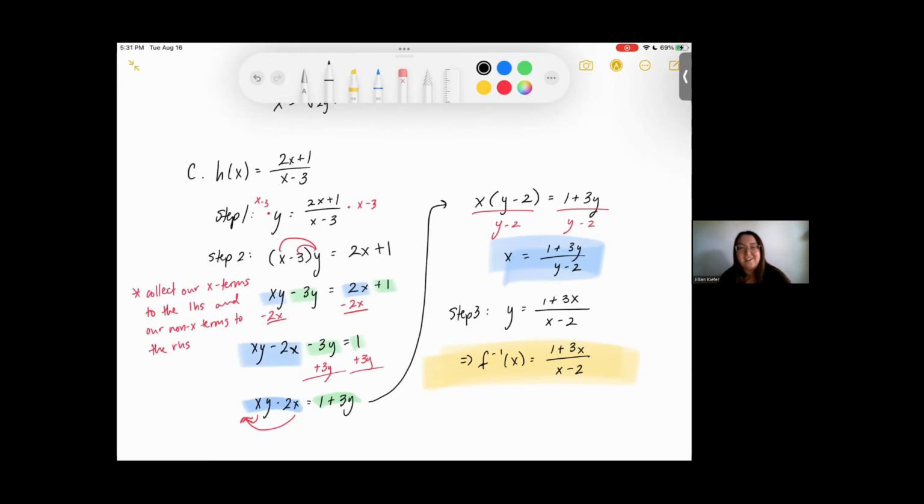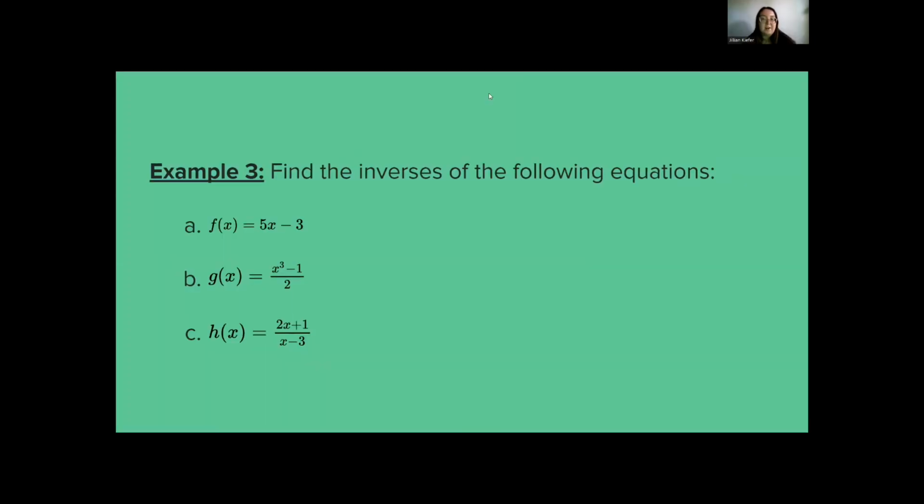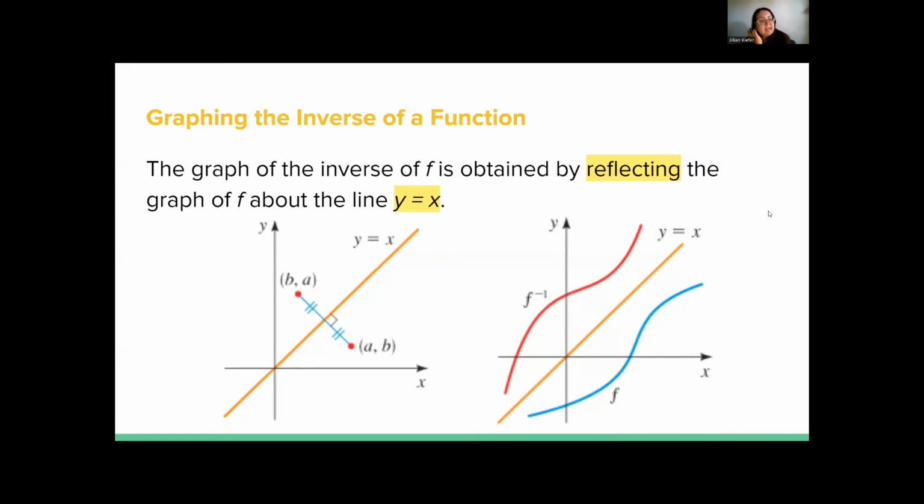So all right, let's go ahead and head back over to our notes or head back over to our lecture since we did just finish example 3. All right, so we just finished up example 3. So moving forward, we have our last concept here. We have graphing the inverse of a function. So we just went ahead and we learned how to verify two things are inverses of each other. We learned about one-to-one functions. We learned how to find the inverse of a function. So our last thing is graphing the inverse.